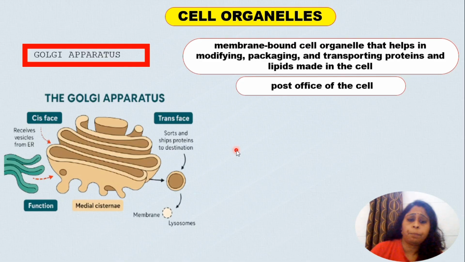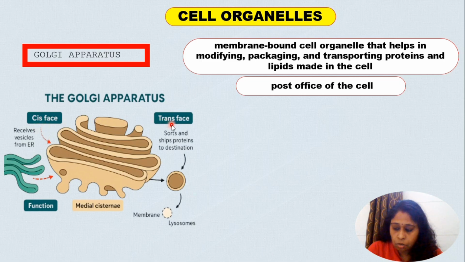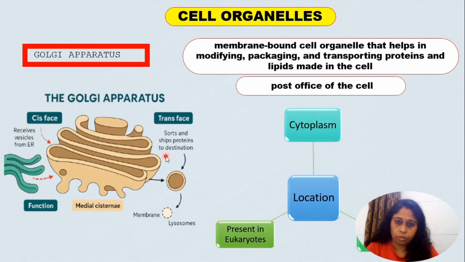And in Golgi apparatus, as you can see in the diagram, it has two phases, cis phase and trans phase. What are these? Cis phase, basically they receive vesicles from the endoplasmic reticulum. Okay, trans phase, they sort and ship proteins to their destination. Okay, so these are the two phases that are present in Golgi apparatus, cis phase and trans phase. Now, where it is located? It is located in the cytoplasm. It is present in eukaryotes while absent in prokaryotes.